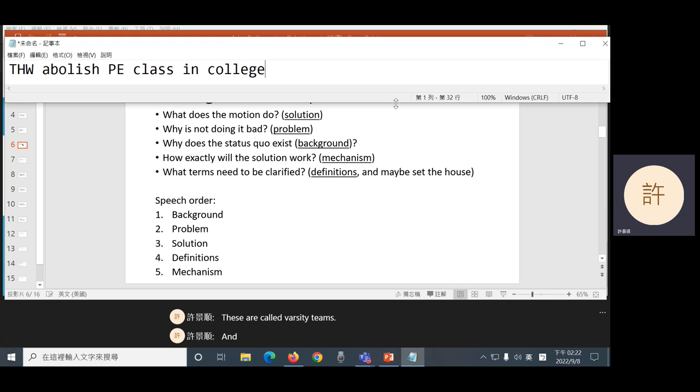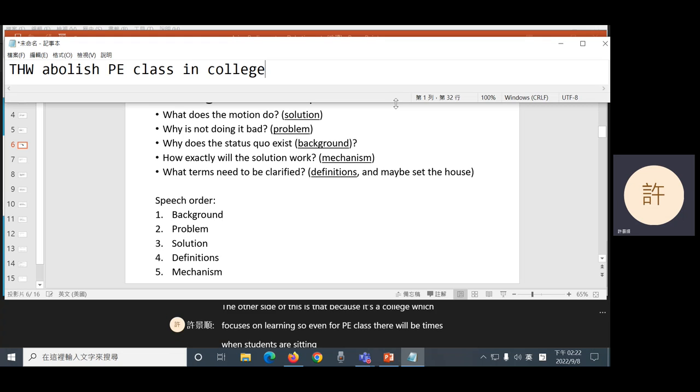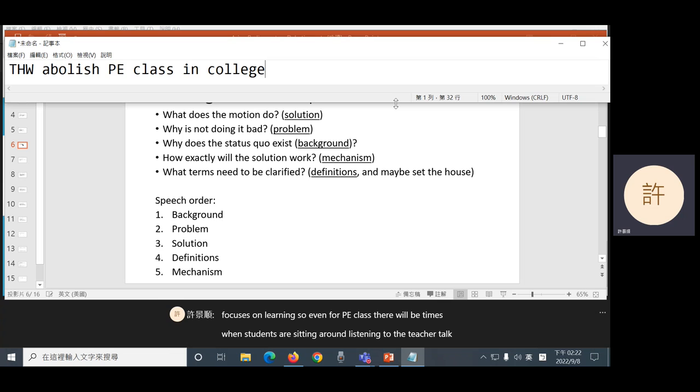And the other side of this is that because it's a college which focuses on learning, even for PE class, there will be times when students are sitting around listening to the teacher talk. So even the PE class in the status quo does not guarantee exercise, right? So on the one hand, students don't like being forced to take PE class. On the other hand, they don't need to if they want exercise. And also, PE class doesn't guarantee exercise. Those are the problems.